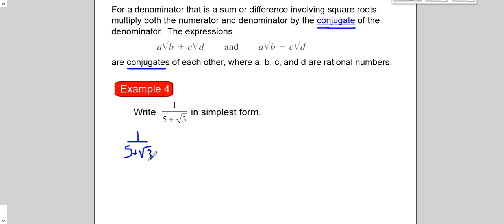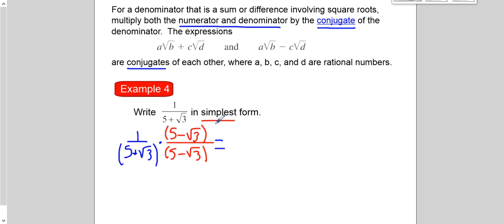But we're just simplifying. Whatever we do to the denominator, we also have to do to the numerator. So when we multiply the bottom by 5 minus rad 3, we also have to do that on the top. Then we are only multiplying by a form of the number 1. So this is what we need to do to rationalize the denominator: multiply the numerator and denominator by the conjugate of the denominator.